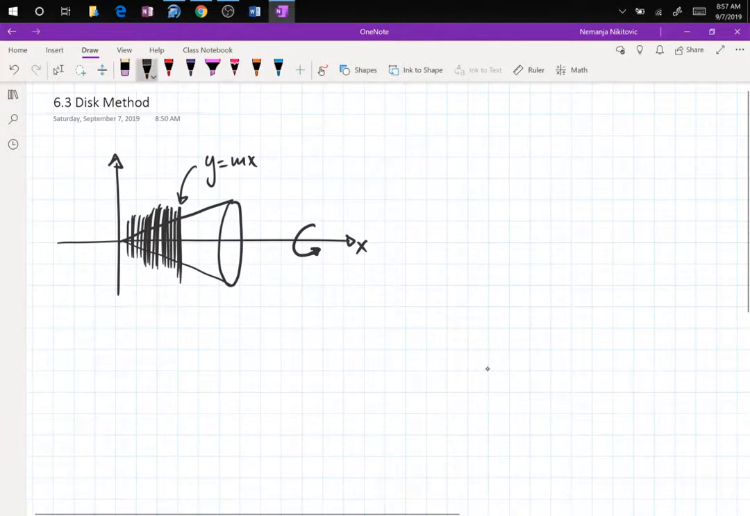And they actually don't poke out of the object. They are exactly the width of the object. So these disks would be as wide as the object is, and they're not all the same size or same area, because as we go from left to right, the object gets fatter.